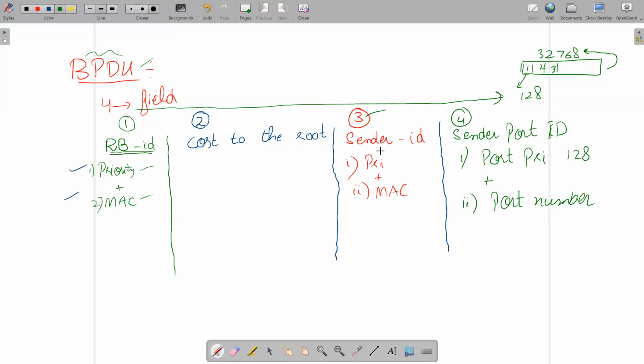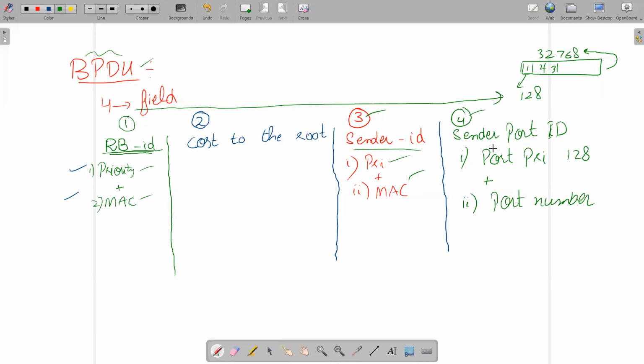Third thing, the current sender ID, that is root bridge ID, and that is the sender ID. The sender will not always be a root bridge, it might be a non-root bridge. So this is a sender ID. In sender ID, again, you need to carry two things, priority and MAC.